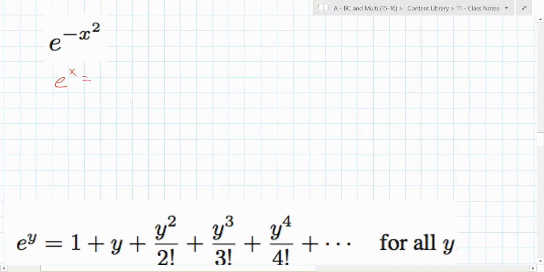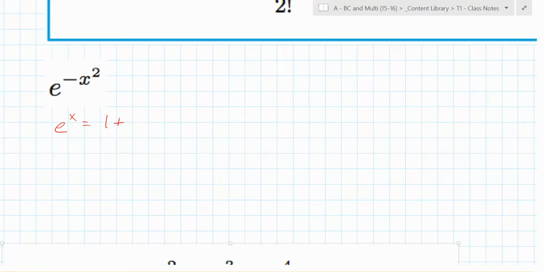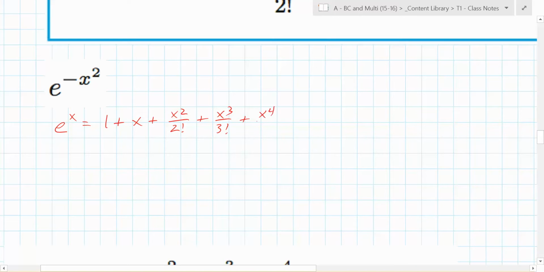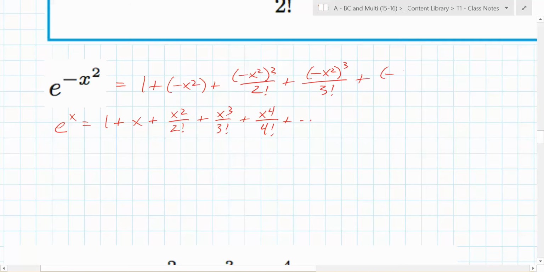e to the x is what? 1 plus x, plus x squared over 2 factorial, plus x cubed over 3 factorial, plus x to the 4th over 4 factorial, right? So what's e to the negative x squared going to be equal to? 1 plus negative x squared, plus negative x squared squared over 2 factorial, plus negative x squared to the 3rd over 3 factorial, plus negative x squared to the 4th over 4 factorial.